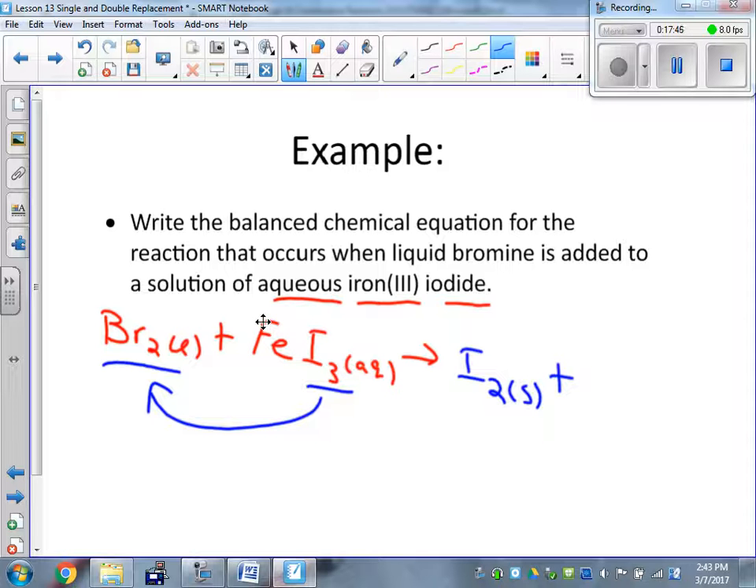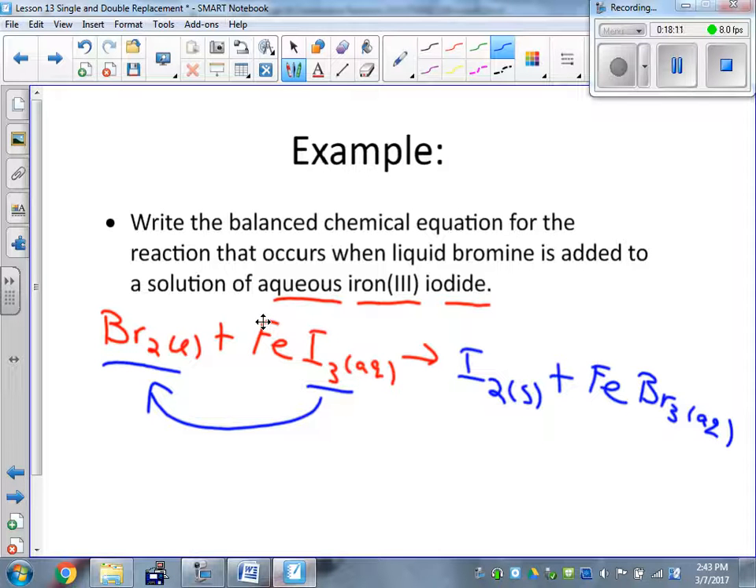So the Fe and the Br go together, yes? Iron, once again, most common charge of iron is 3 plus. Br would be a 1 minus. So 3 plus, 1 minus, swap and drop. And because it's an ionic compound, we'll call it aqueous.